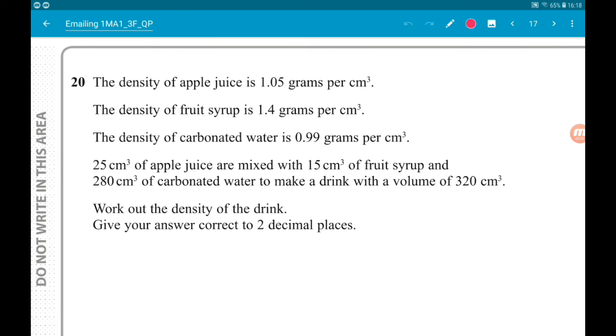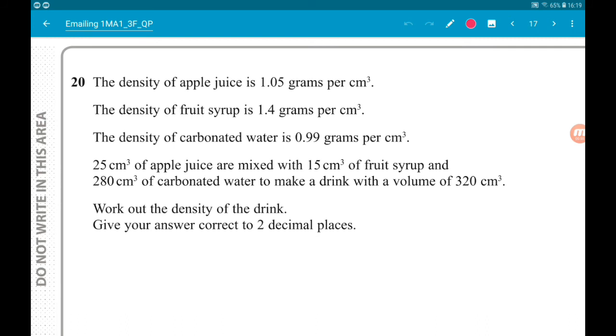Okay, number 20. So the density of apple juice is 1.05 grams per centimetre cubed. The density of fruit syrup is 1.4 grams per centimetre cubed. And for carbonated water, it's 0.99 grams per centimetre cubed. 25 centimetres cubed of apple juice are mixed with 15 centimetres cubed of fruit syrup and 280 centimetres cubed of carbonated water to make a drink with a volume of 320 centimetres cubed. We want to work out the density of the drink, giving our answer to 2 decimal places.